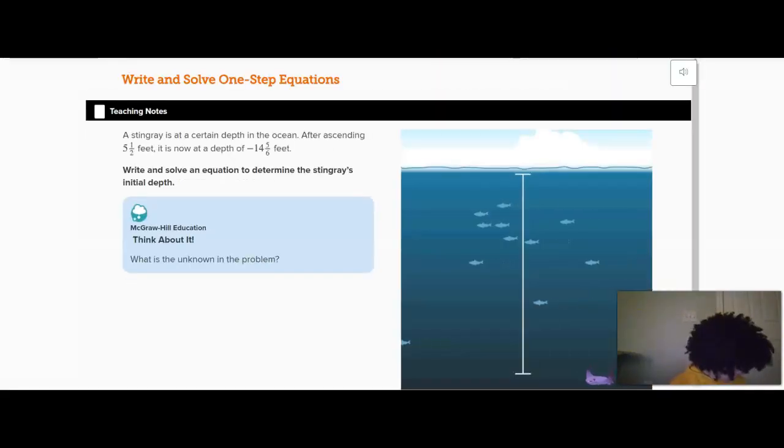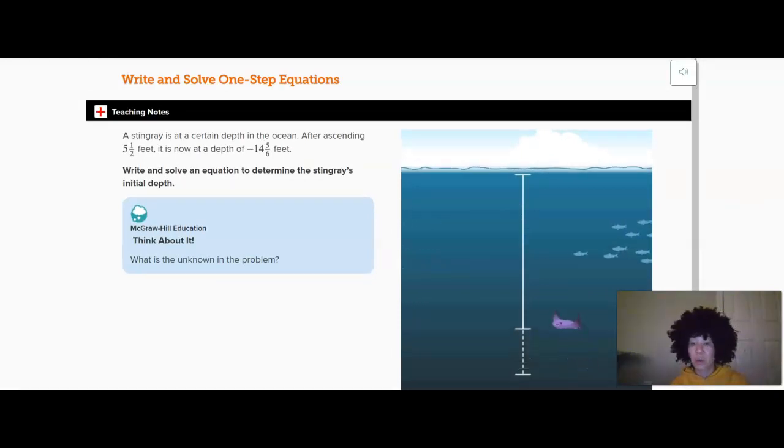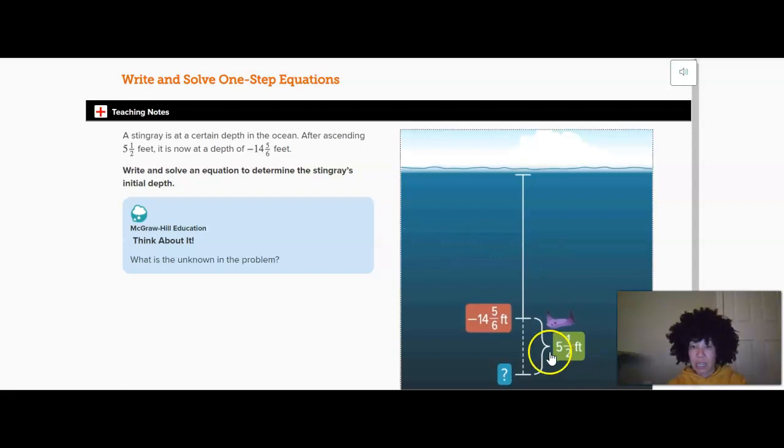So the first part here on example 8 on page 286 is that you first have to write the equation and then solve it. Ooh, this one, look at the pretty animation here. The stingray is at a certain depth in the ocean. After ascending 5.5 feet, it's now at a depth of negative 14 5/6. So let's look at what's happening again. Here's the stingray. It goes up 5.5, and now it's negative 14 5/6 feet below the surface. So what was its initial depth?